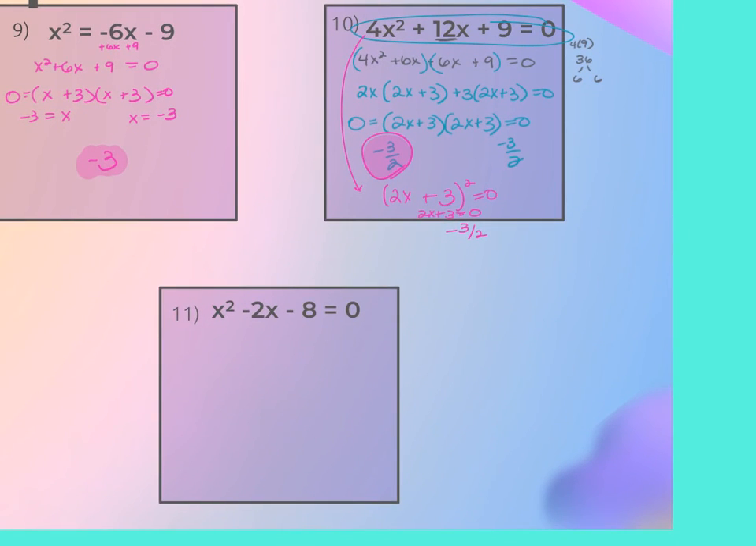Okay, 11, factors of -8 that sum to -2: -4 and positive 2. Split 4, -2.